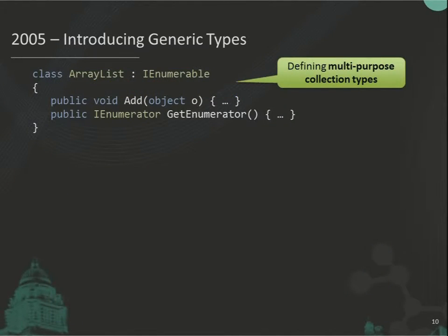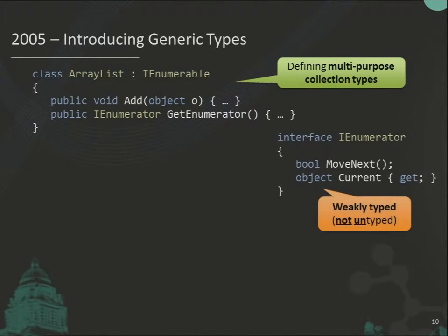So let's introduce generic types. This is a piece of code from C# 1.0. It's the array list type, which is defined in system.collections. It implements the IEnumerable interface, and I've just put 2 members here, an add method and a getEnumerator method to implement IEnumerable. So what I have here really is a multi-purpose collection type that can store any piece of data, including primitive types. Because we have a common type system, you can use the array list to populate it with integers without first lifting them into some special integer wrapper type.